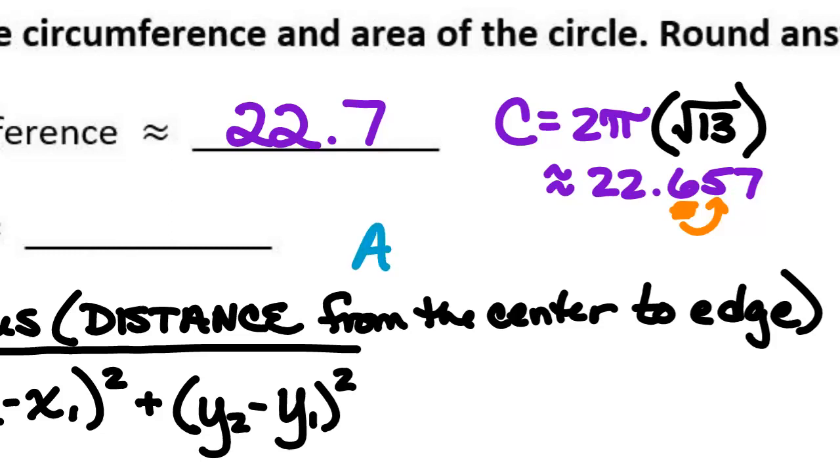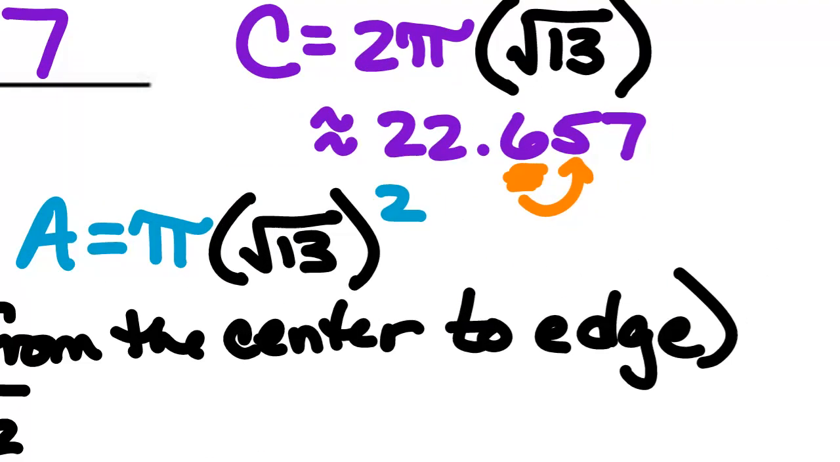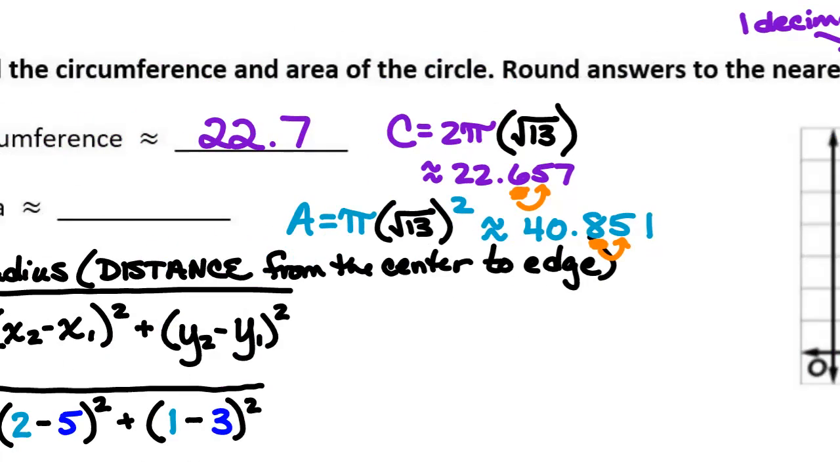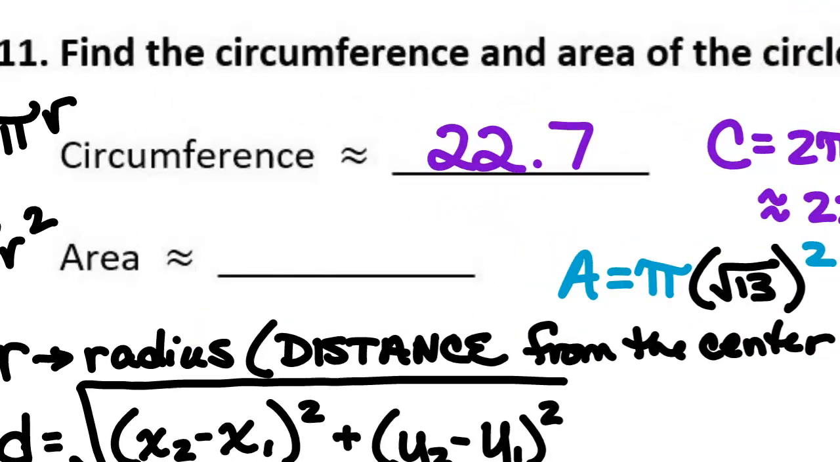Area. Area is equal to pi, and then inside parentheses, I would have the square root of 13, and then that gets squared. And that one comes out to be about 40.851. So again, here's where I'm rounding to. I look at the one next to it. Anything that's bigger than a 4 means I round up. So 5 is bigger than 4. So I would say 40.9.